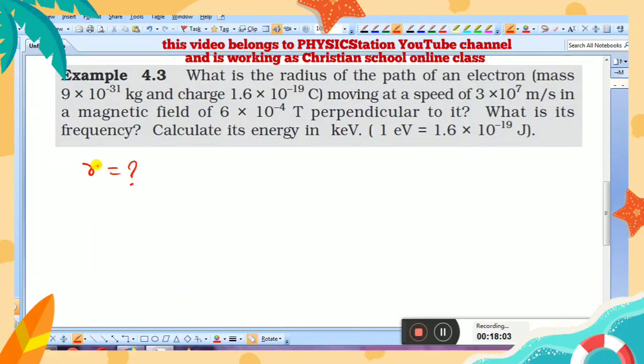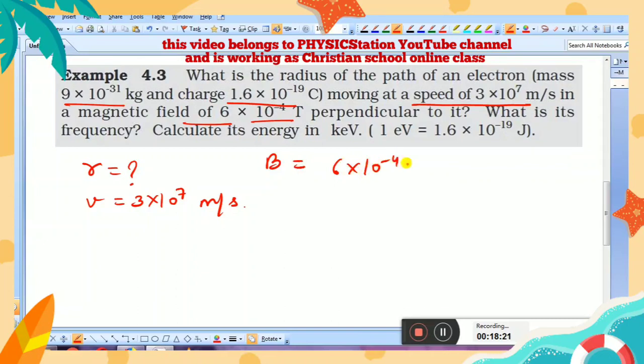The scenario is there is an electron. Its mass is given and charge is given. Moving at a speed. Speed is given. Speed is 3 into 10 to the power 7 meter per second, in a magnetic field of 6 into 10 to the power minus 4 Tesla. The magnetic field is perpendicular to the speed. That means theta is 90 degree.